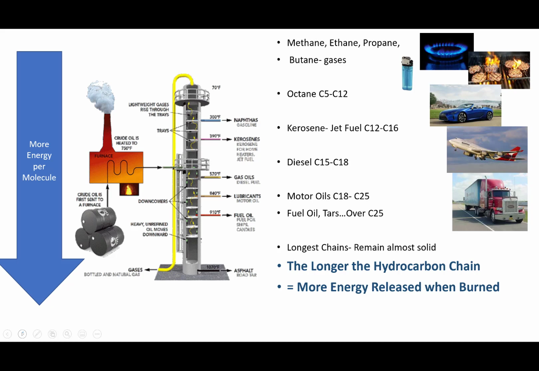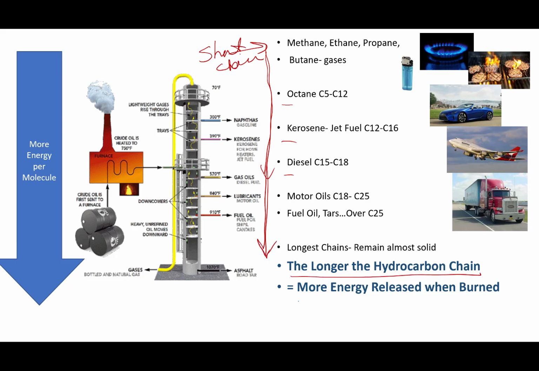Here's the big idea I want you to understand. As we go from short chain hydrocarbons like methane, ethane, and propane, through the mid-chain hydrocarbons, octane, kerosene, and diesel, and get to the longer chain hydrocarbons, as the molecule gets larger and larger, the longer the chain of the hydrocarbon, the more energy is going to be released when that compound is burned.